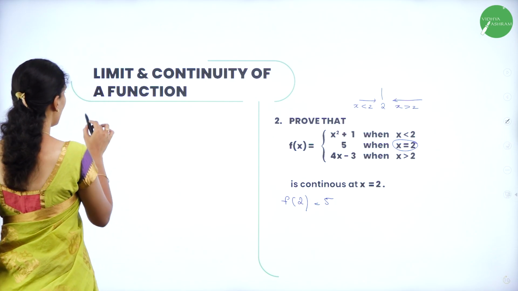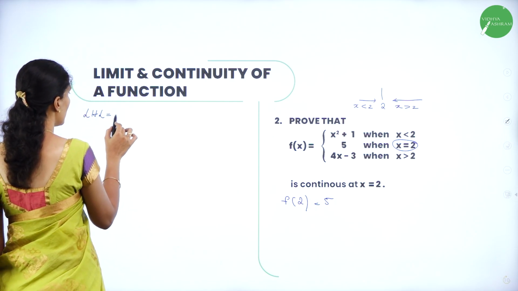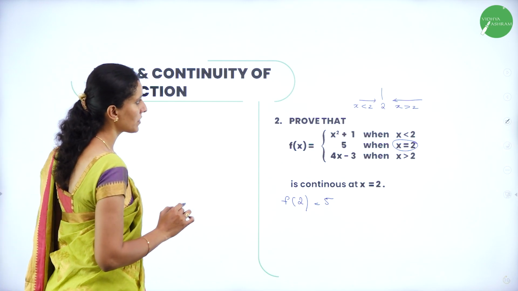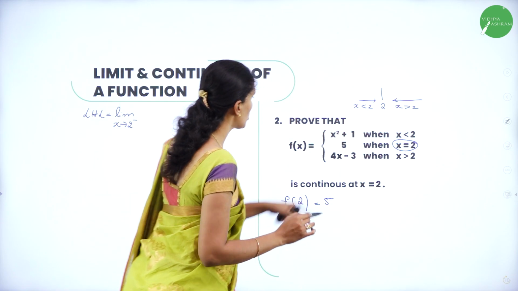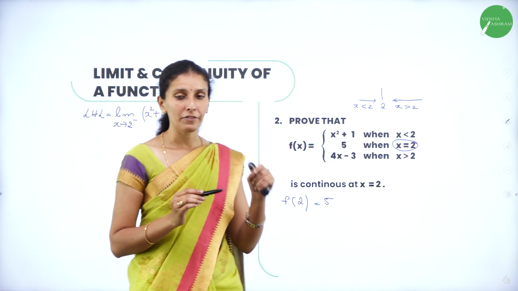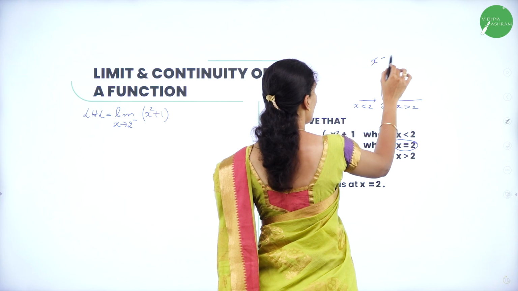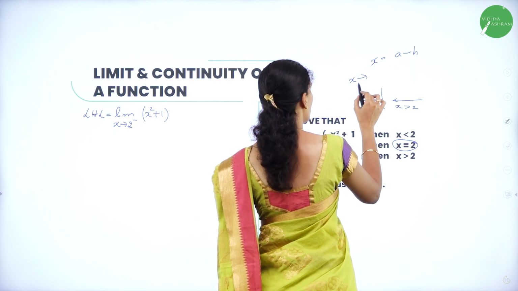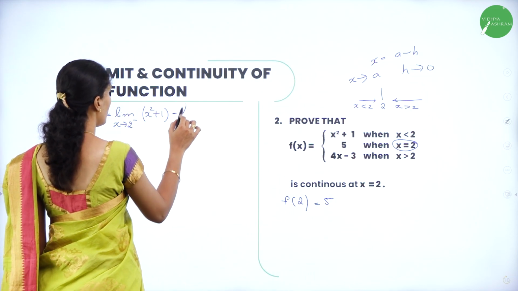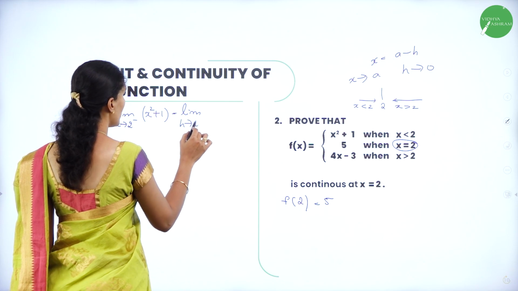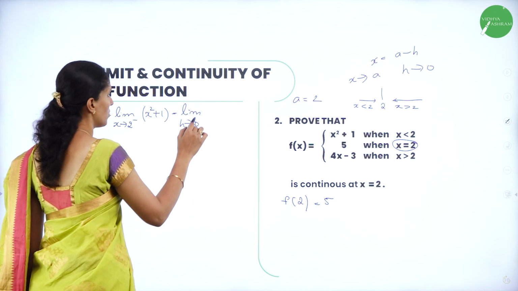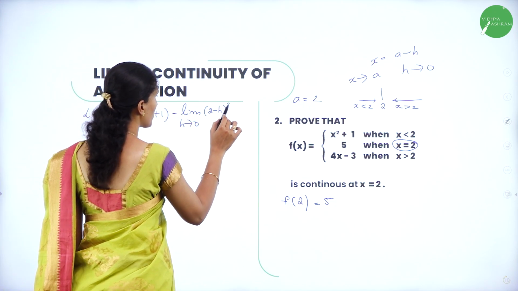Now we are supposed to calculate the left hand limit, that is the limit as x tends to 2 minus. We are approaching from the left side. If x is less than 2, the function is x square plus 1. Now if you want to find the left hand limit, you have to replace x by a minus h, and x tends to a as h tends to 0. Now let's apply it. The limit as h tends to 0, and here the value of a is 2, the given point. So this becomes 2 minus h whole square plus 1.